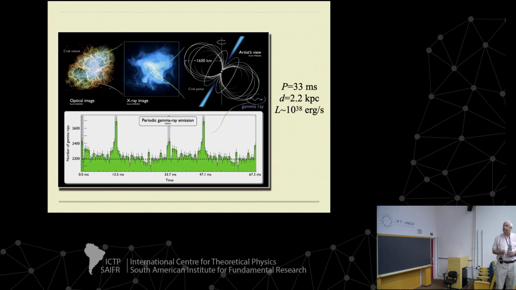the pulsar is at the level of 10^30 erg per second. It's the most powerful pulsar we know in the galaxy. There's a lot of energy. Remember that the bolometric luminosity of the Sun is 10^33 erg per second. Okay, and this is the periodic emission of the pulsar.